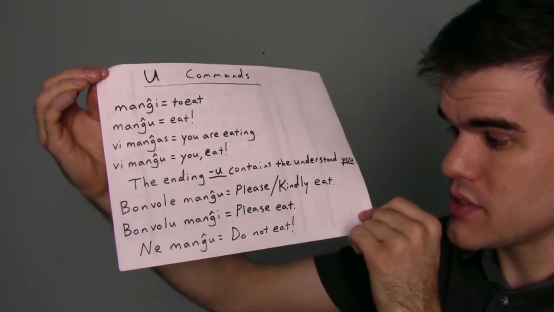Ne manju is the negative form. Do not eat. Now next, I'm going to tell you the same thing I tell everyone I see who is making a Cobb salad. Don't forget the lettuce.